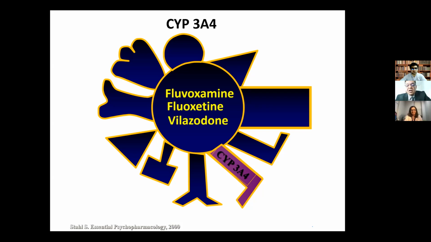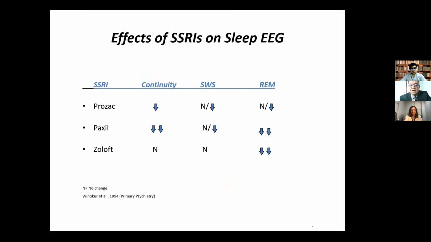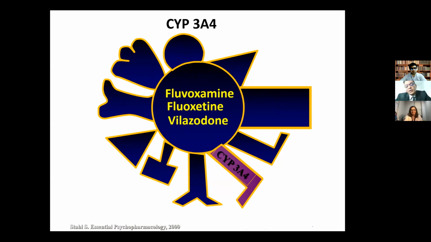Vilazodone is a drug which is not an SSRI, but it is like an SSRI. It is actually a 5-HT1A partial agonist as well as a serotonin reuptake inhibitor. And I think we talked about that in the lecture when I was talking about the mechanisms of different antidepressants. So I'm not going to repeat it, but these are the three. Vilazodone is a substrate for 3A4.